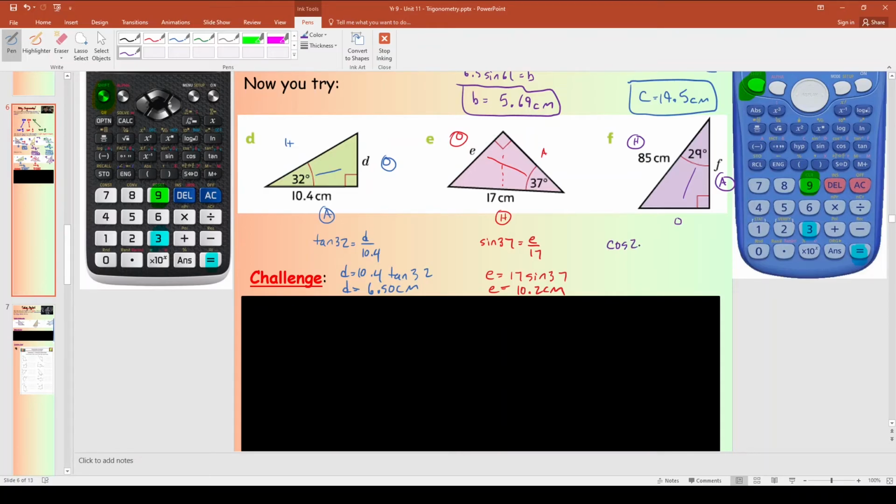Cos 29 equals adjacent, which is f, over hypotenuse, which is 85. Times both sides by 85. You get 85 cos 29, which means that f equals 85 cos 29, which equals 74.3 centimeters. Like a boss.